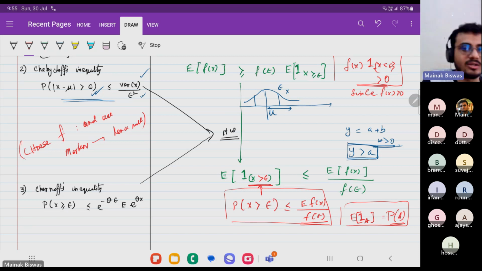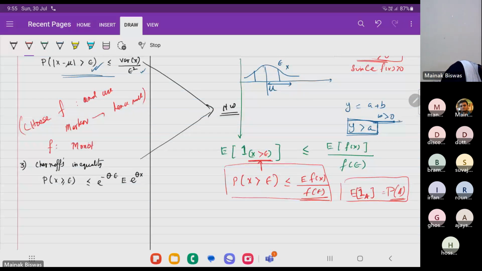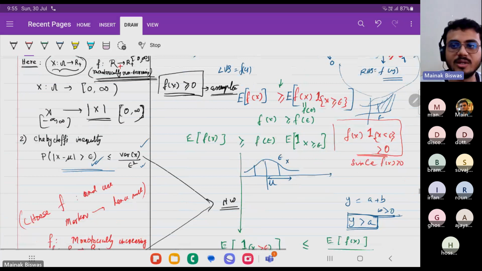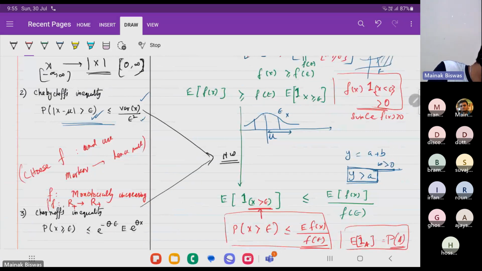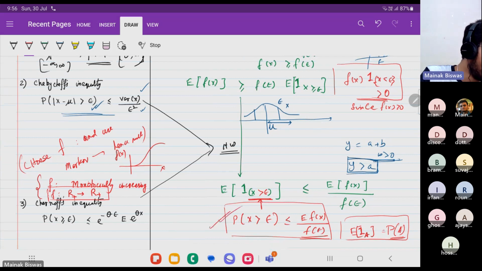So what are the characteristics that F should have? Remember, F cannot be any function. It has to be monotonically increasing. And F must map from R plus to R plus. Since X maps from your sample space to R plus, your function must map from R plus to R plus. Your f of x function should be defined on the positive real numbers, and should always give you positive real numbers. These two conditions you have to validate for any function and use this inequality to prove this.